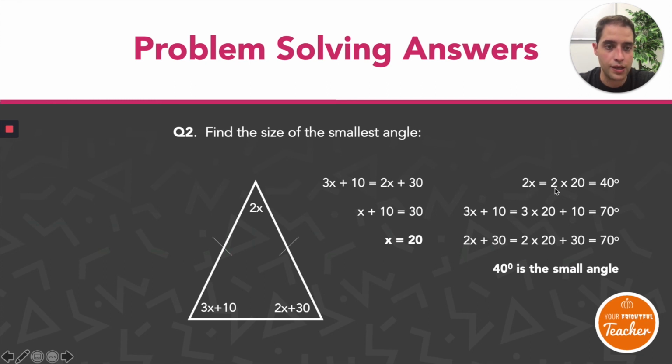So 2x equals 2 times 20, the value of x, which is 40 degrees. 3x plus 10 equals basically 3 times 20, because we know the value of x, plus 10. So that's 60 plus 10, which gives us 70 degrees. And of course we're going to get exactly the same doing this one, because it's an isosceles triangle. They are the same value. Add them all together, I know that's 180 as well. So 40 degrees is the smallest angle, which is up here.